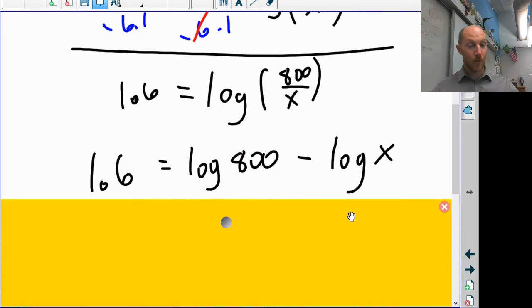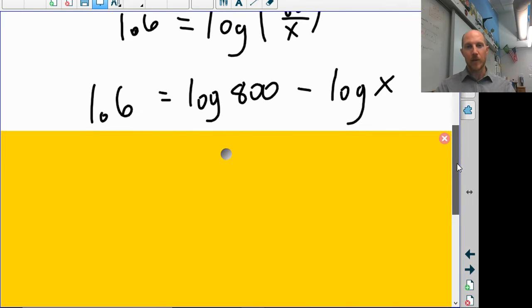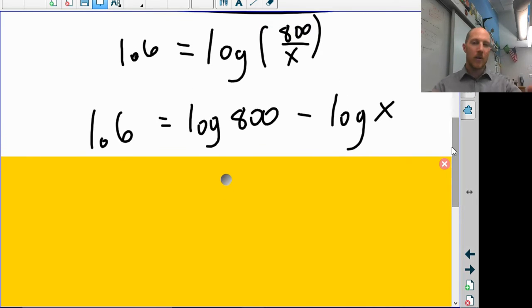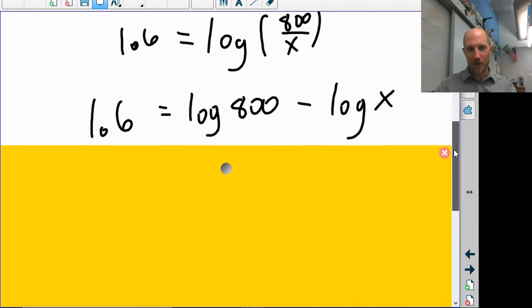Or, if you prefer, we can expand this log first, because it does have the division, log of 800 over x. I can expand that subtraction and put the inverse property on hold. We'll get to that in a minute. You could have done it first. If I do it now, it saves me on the algebra steps later. It comes out pretty close to the same, I think, either way.